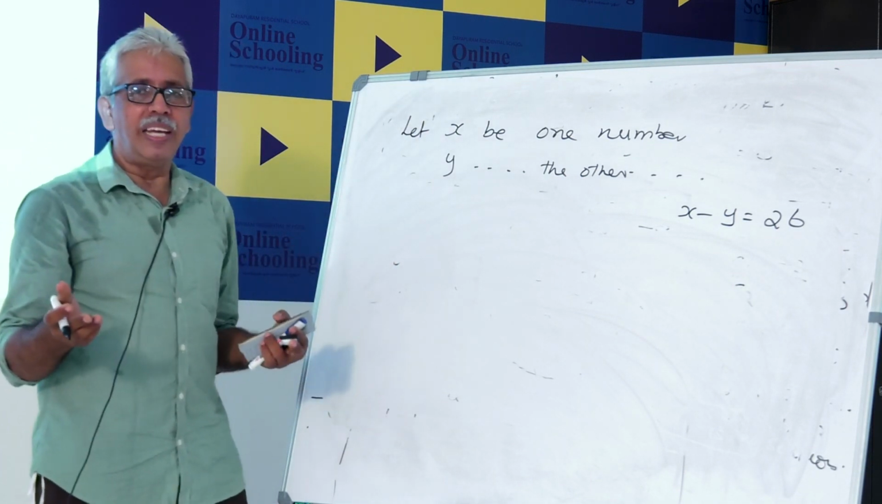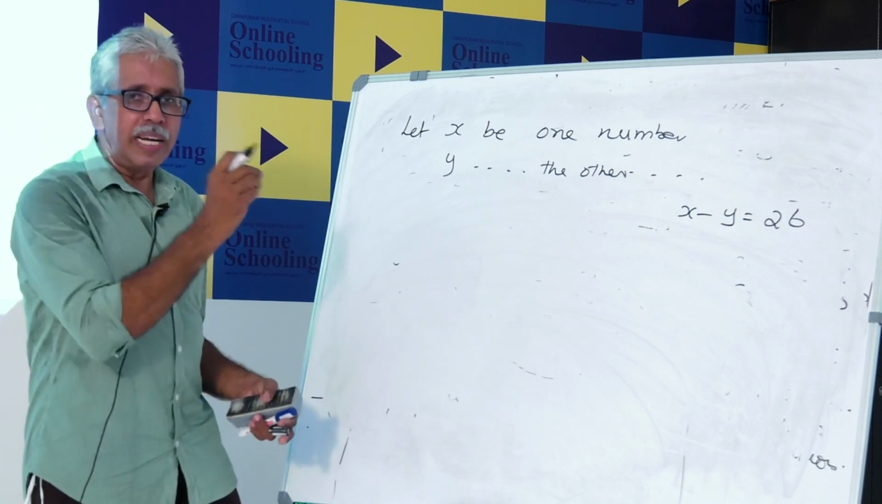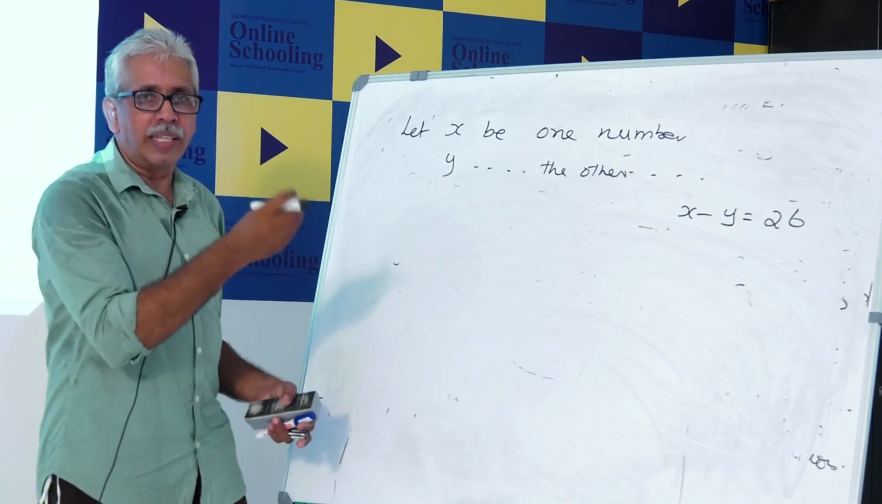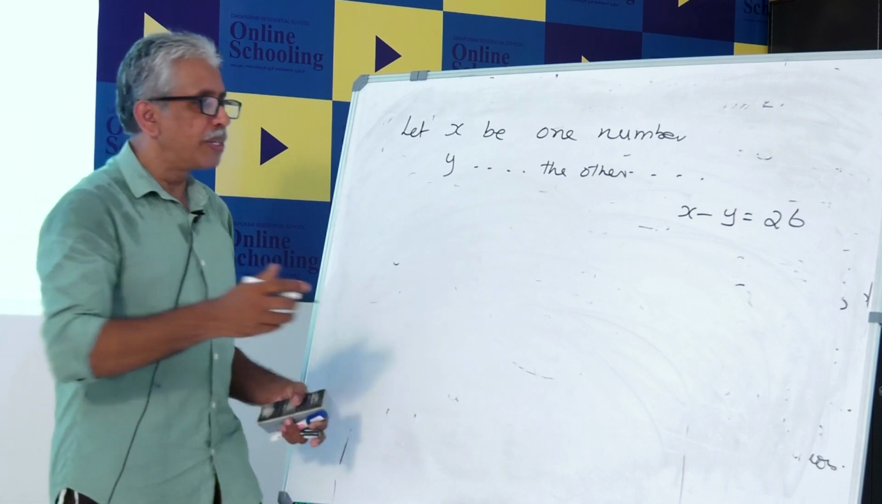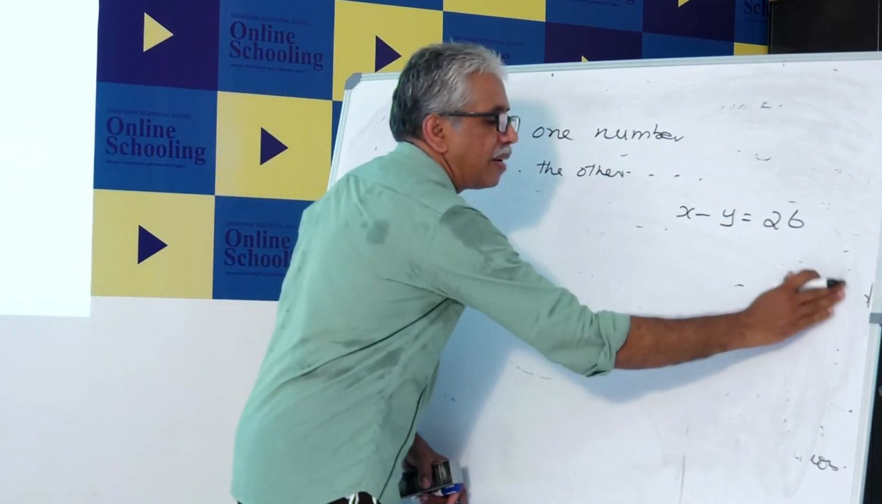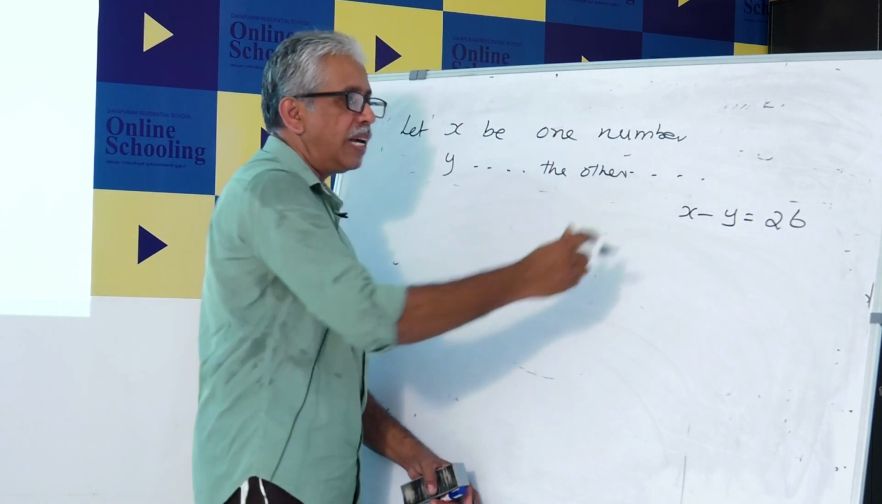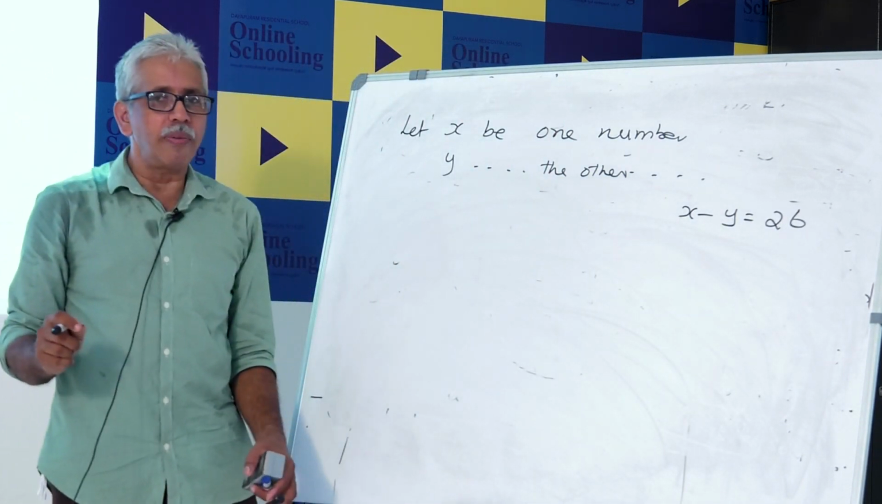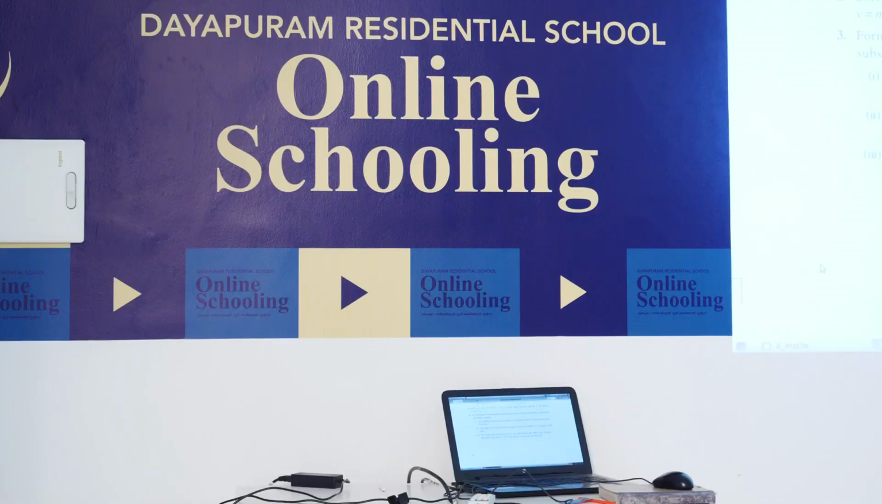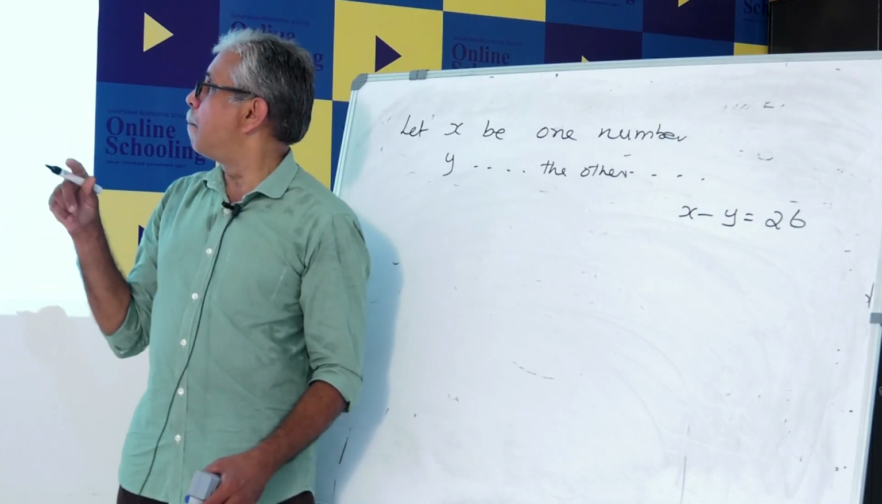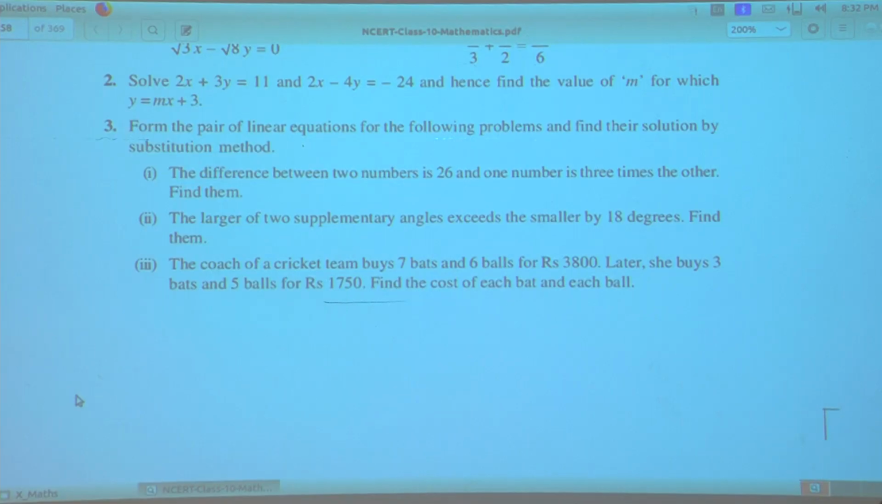You can imagine in any manner you like, but one number you are taking as x, the other number you are taking as y. So that statement that you read can now be written as a mathematical statement, x minus y equal to 26. And now read the other statement. One number is 3 times the other. One number is 3 times the other.